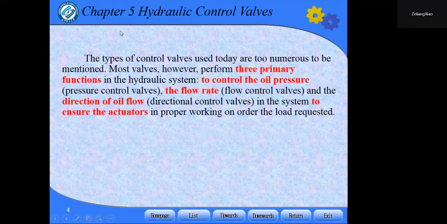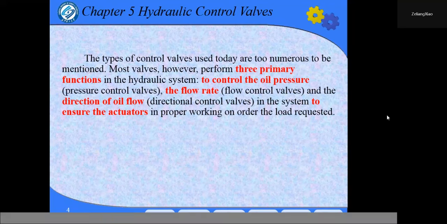The types of control valves used today are too numerous to be mentioned. Most valves, however, perform three primary functions in the hydraulic system. First, to control the oil pressure, such as the pressure control valves, and the flow rate, which is the flow control valves. Last one is the direction of the oil flow, which is the directional control valves in the system. These valves are used to ensure the actuators work properly according to the load requirements.